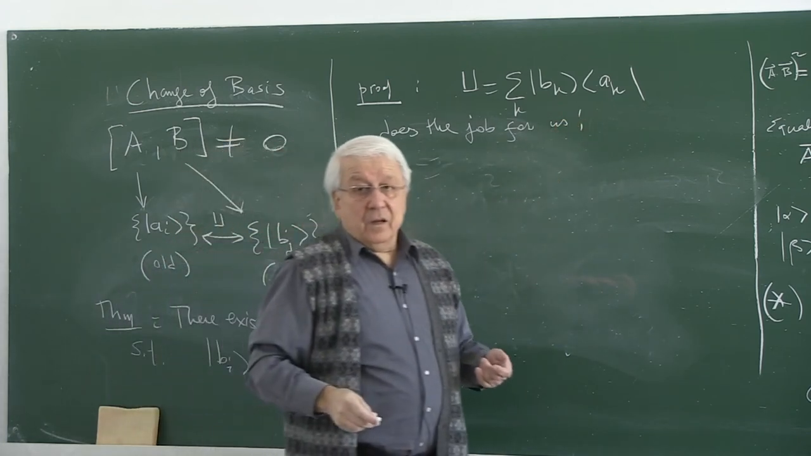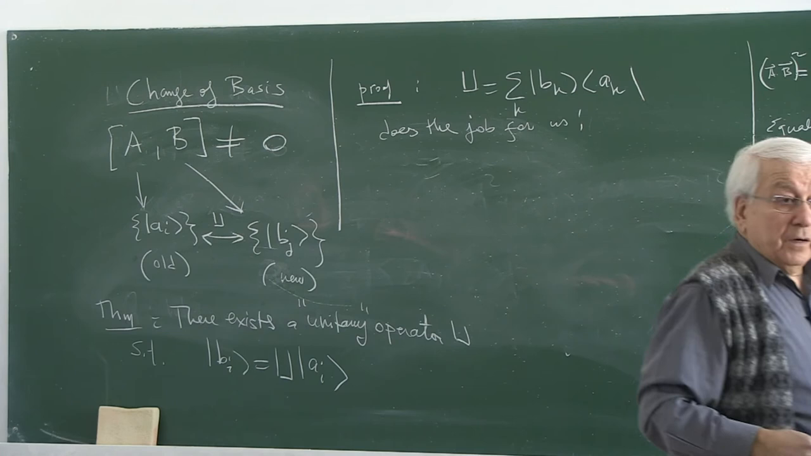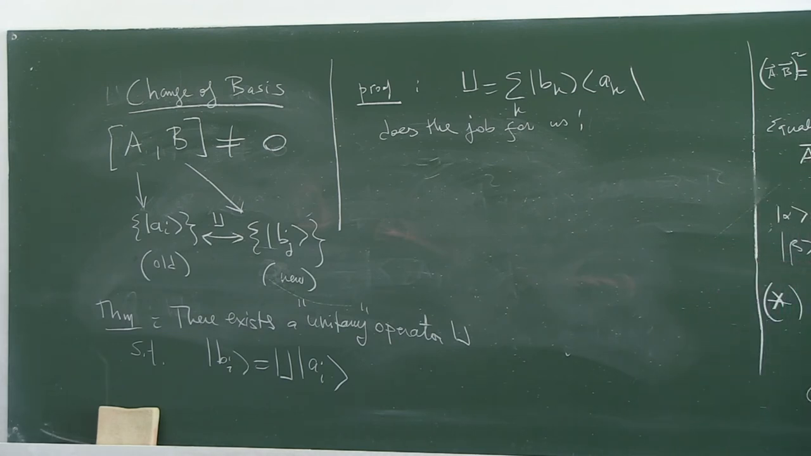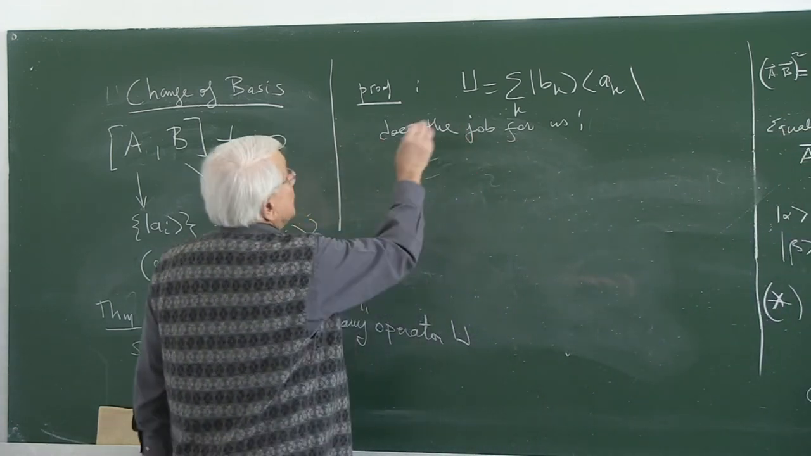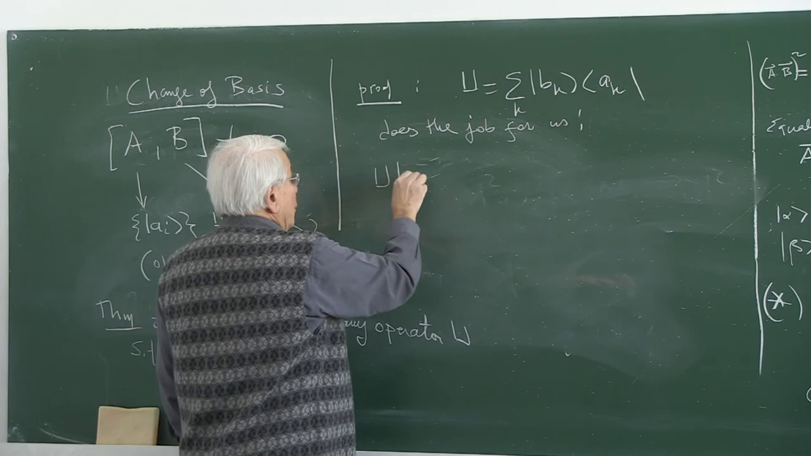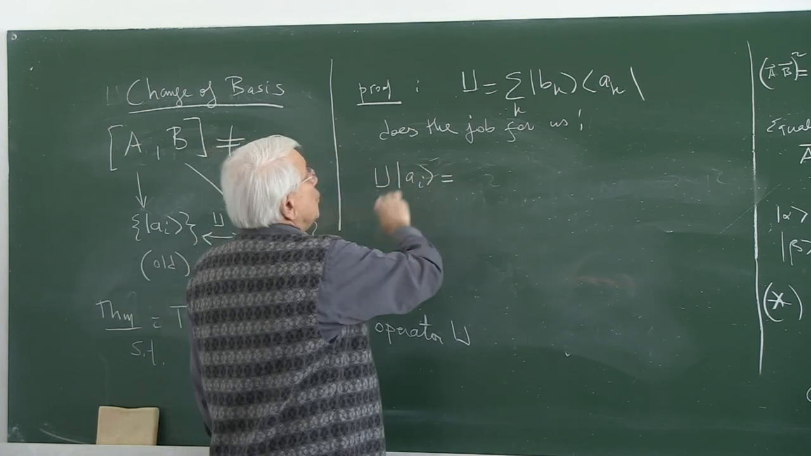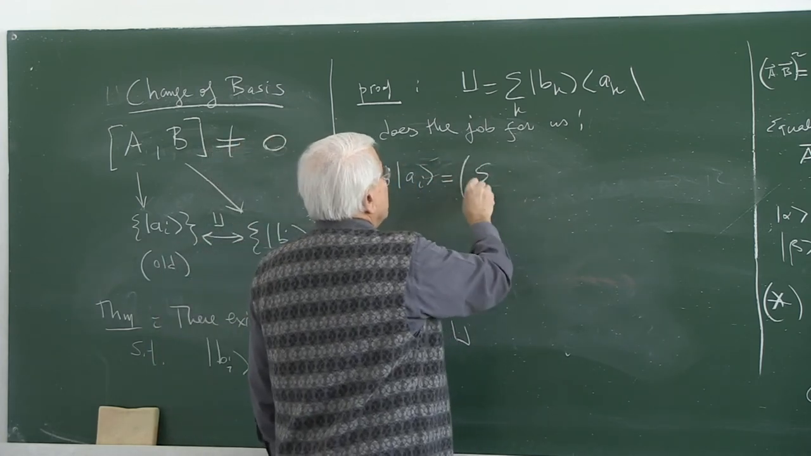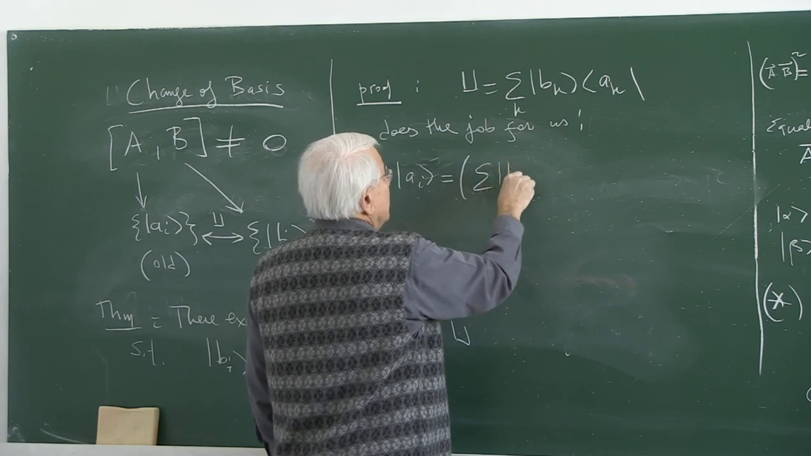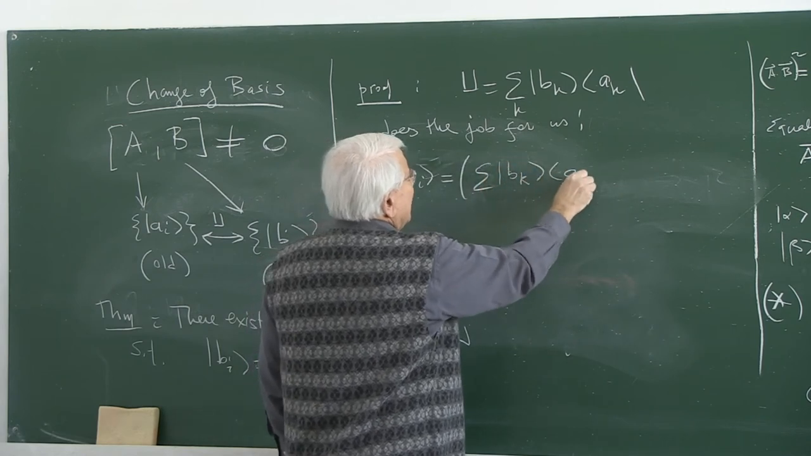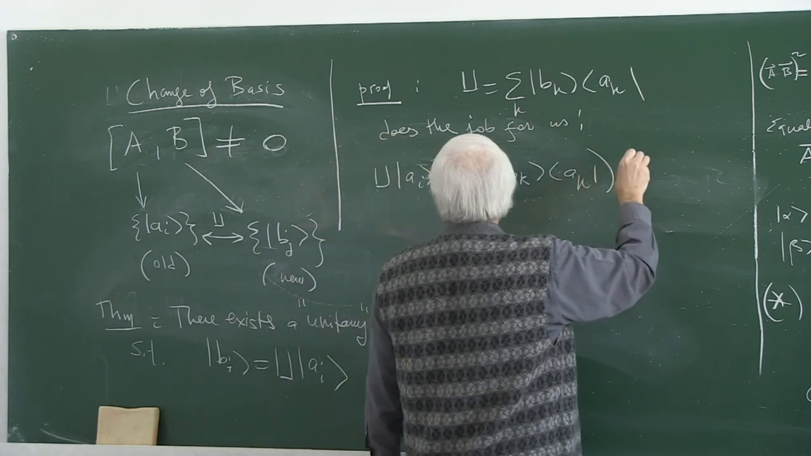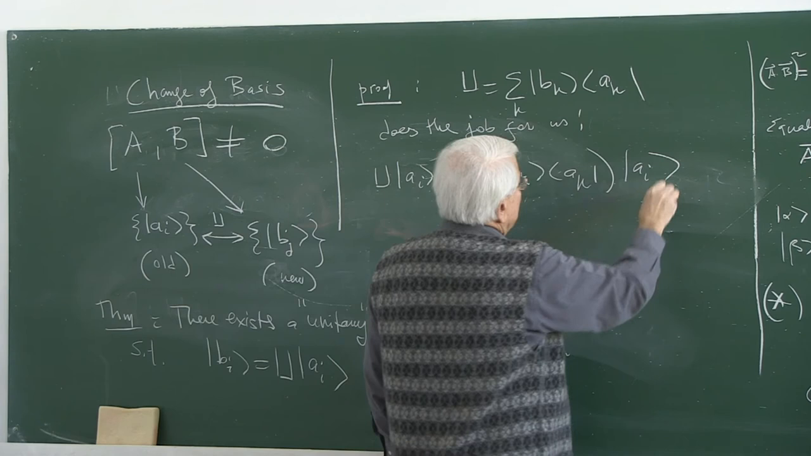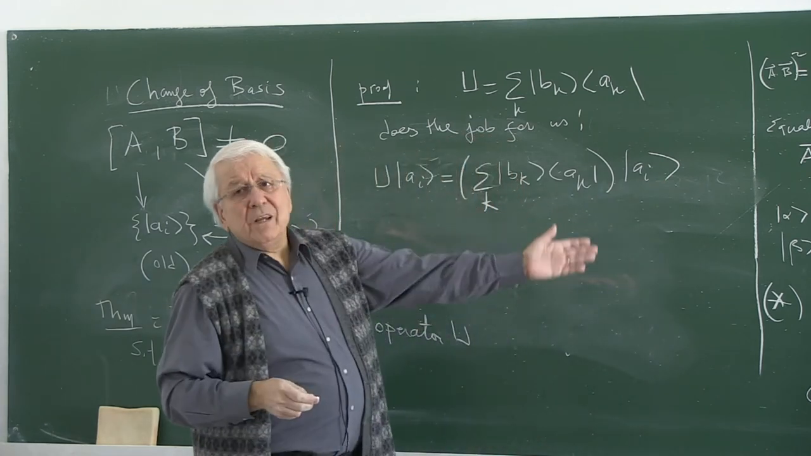Once the problem is approached in this manner, we say, here is the U, this should do the job for us. Let's demonstrate indeed that that will do the job for us. If I take this U and act on A_I, what do I get? Here is the U, sum over K of |B_K><A_K|. These indices are important at this level. So that's what we mean.